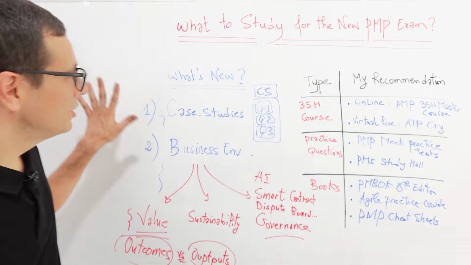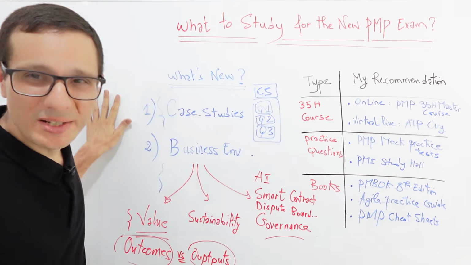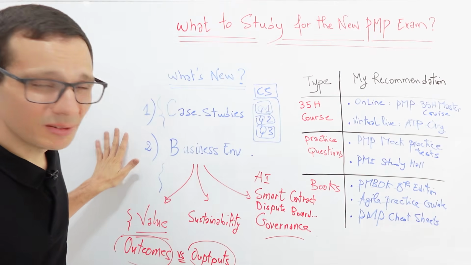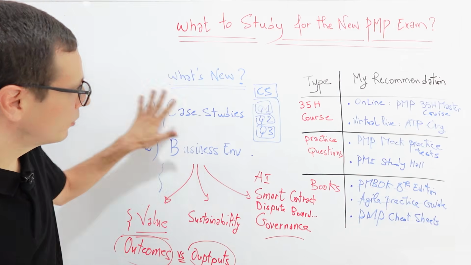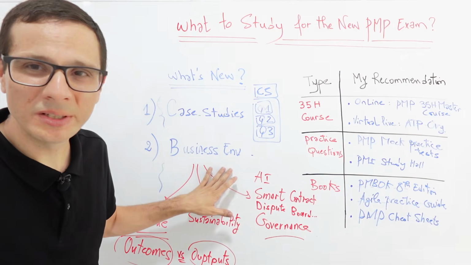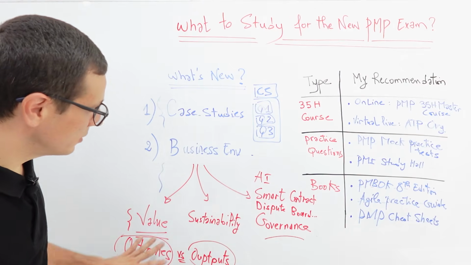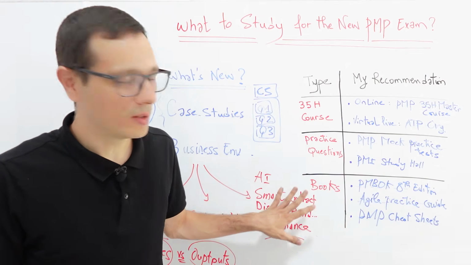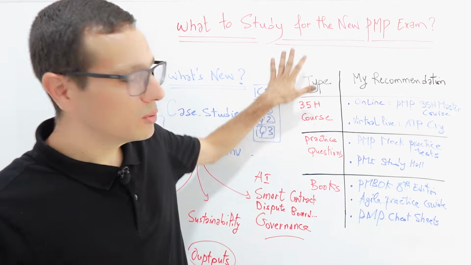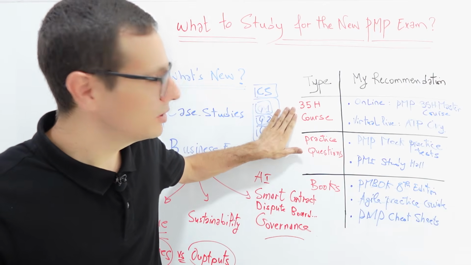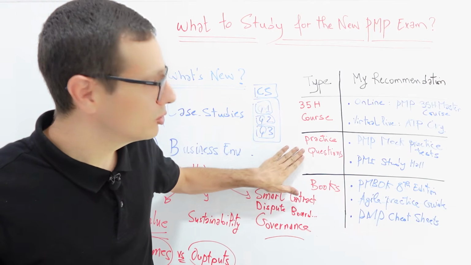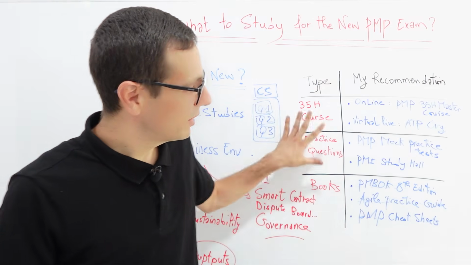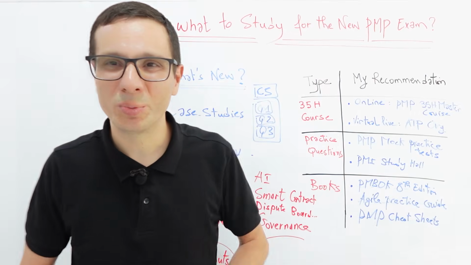To sum up, you need to understand that the new exam is going to be different. There are new case studies, there are more questions about business environment, there is more focus on value, sustainability, governance, and some other new concepts. And when it comes to the preparation, you need 35 contact hours, you need to practice more questions, and finally you need books that support your preparation.